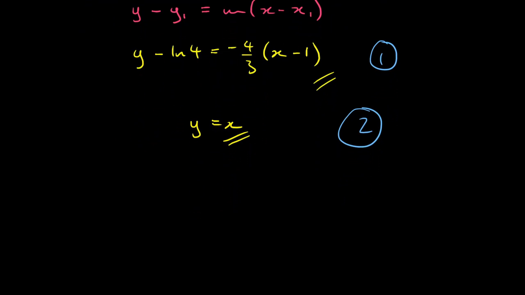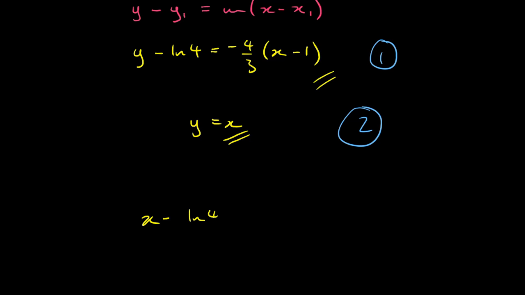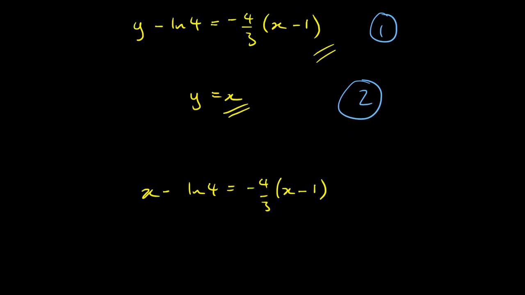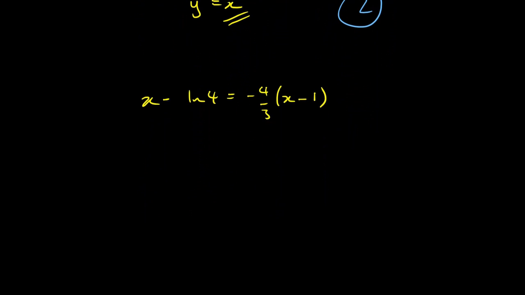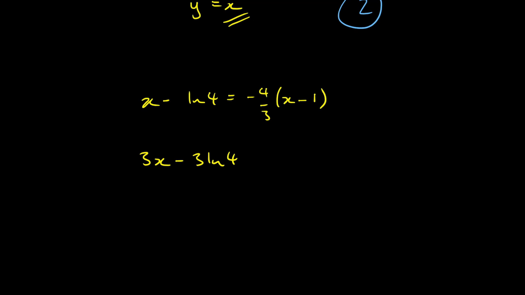So let's do that. If I replace the y with the x, I'm going to get x minus ln 4 is equal to -4 upon 3 times (x minus 1). At this point, I probably will multiply through and expand. So I'm going to multiply everything through by 3. So that's 3x minus 3 ln 4 is equal to -4x plus 4. So I expanded the bracket as well.